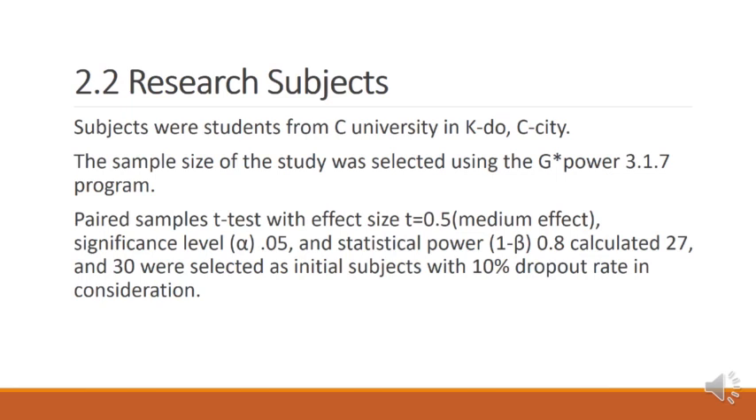The sample size of the study was selected using the G-Power 3.1.7 program. Paired samples t-test with effect size 0.5 medium effect, significance level 0.05, and statistical power 0.8, calculated 27. And 30 were selected as initial subjects, with a 10% dropout rate in consideration.